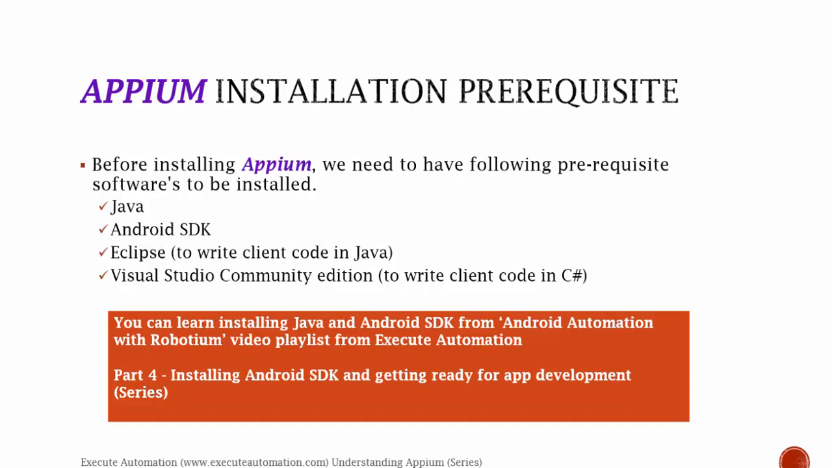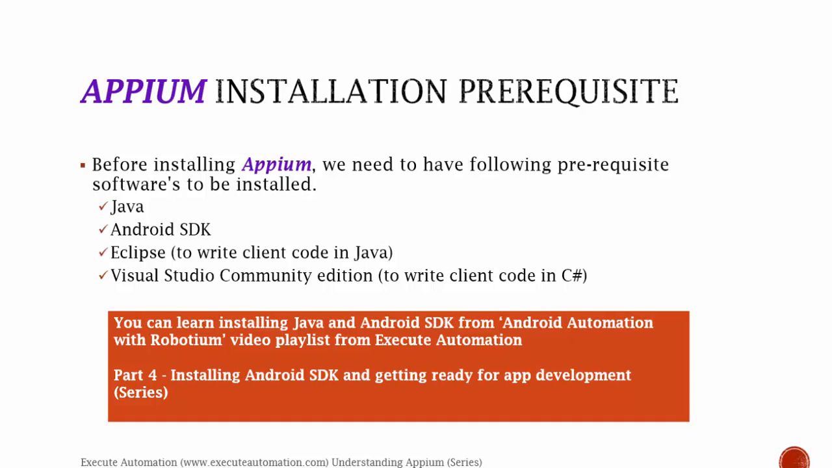Appium installation prerequisites. Before starting to install the actual Appium itself, we need to have some prerequisite installation. The prerequisite software to be installed are Java and Android SDK, and these two are enough for Appium server installation, but Eclipse needs to be installed to write the client code in Java, whereas Visual Studio Community Edition is required to write client code in C#.